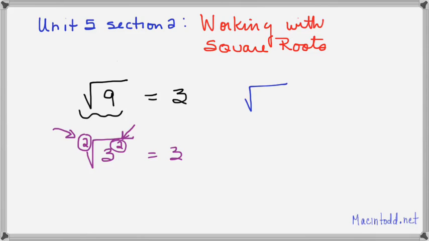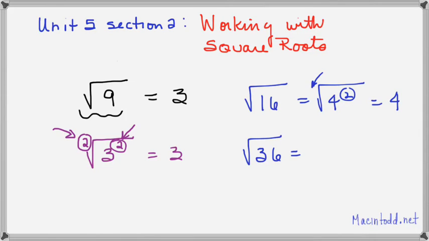So for example, 16, we know the square root's 4, but it's a 4 squared. And if we think of it that way, we can see again that this imaginary 2 that's right here matches that 2, and you get a 4. Okay. Square root of 36, that's a 6 squared. So what's multiplied times itself? 6 is.